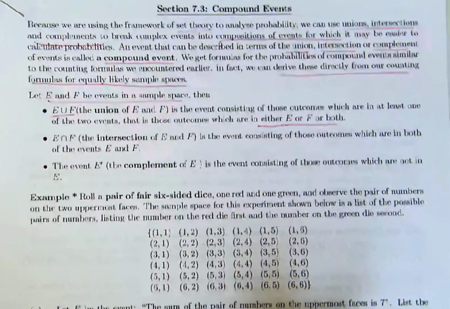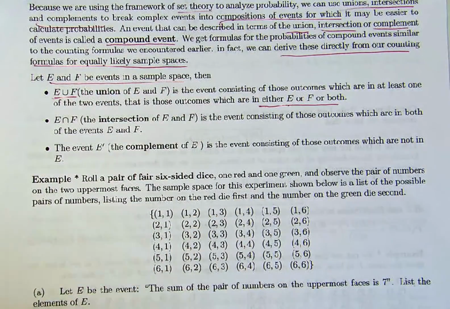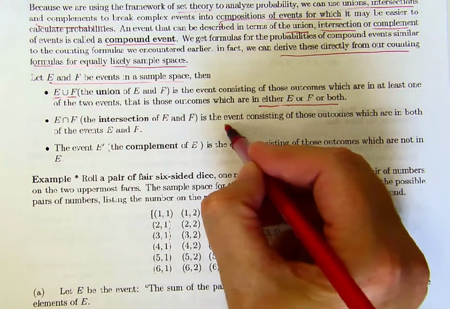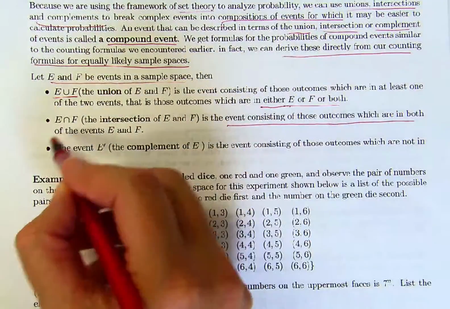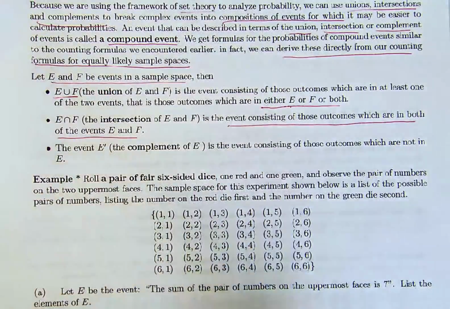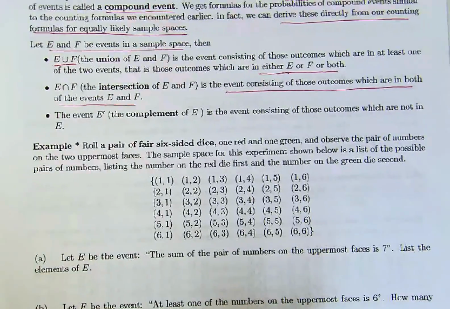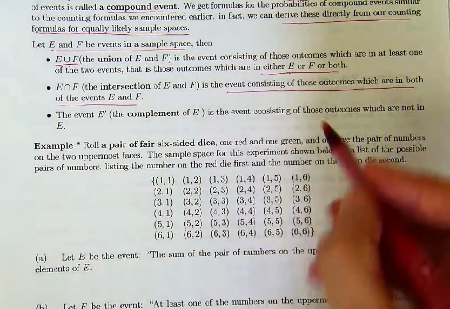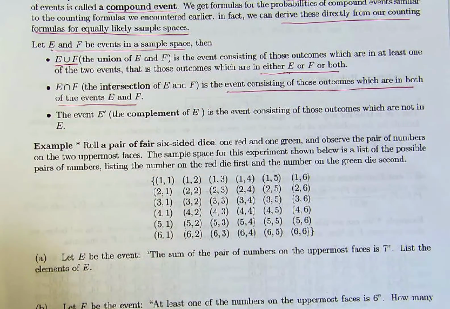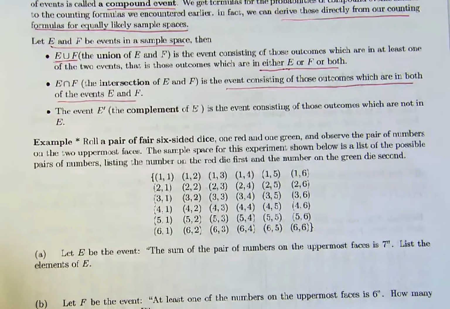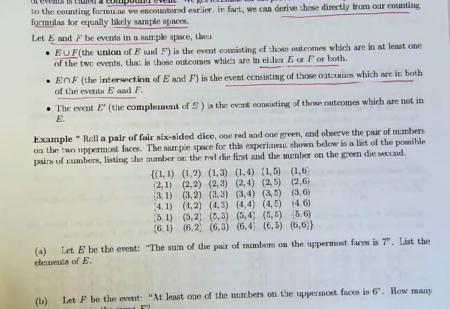And E intersection F corresponds to the intersection of the subsets corresponding to E and F. This is the event consisting of the outcomes which are in both of the events E and F. And the complement is the event consisting of those outcomes which are not in E. It corresponds to the complement of the subset corresponding to E.